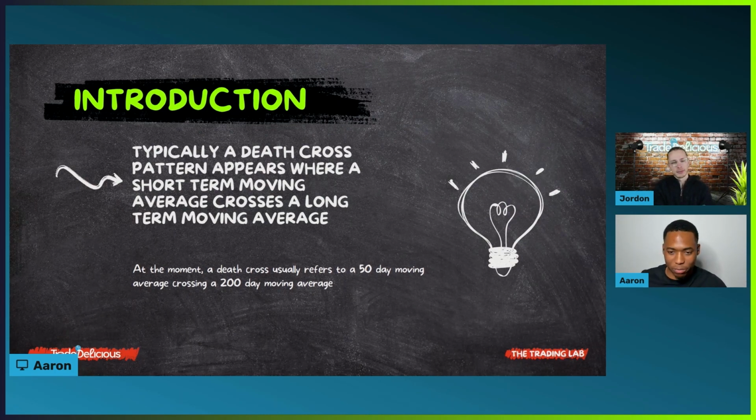So typically a death cross pattern appears where a short-term moving average crosses a long-term moving average. It's an indication of weakness in a particular asset, whether that be an index.